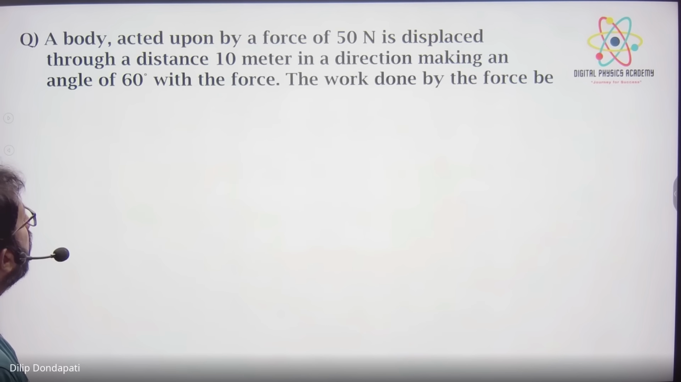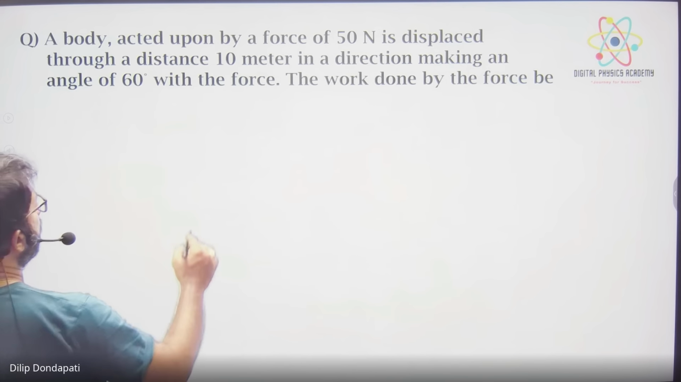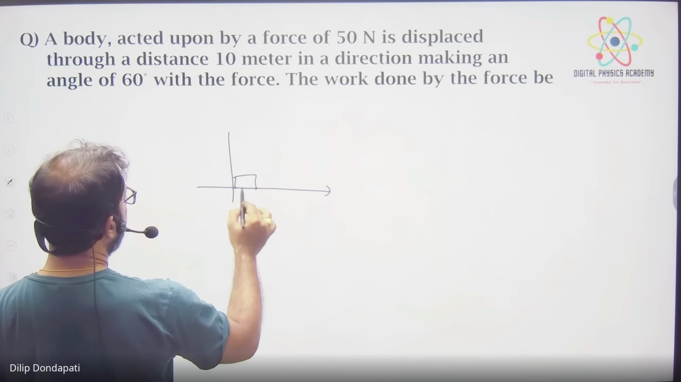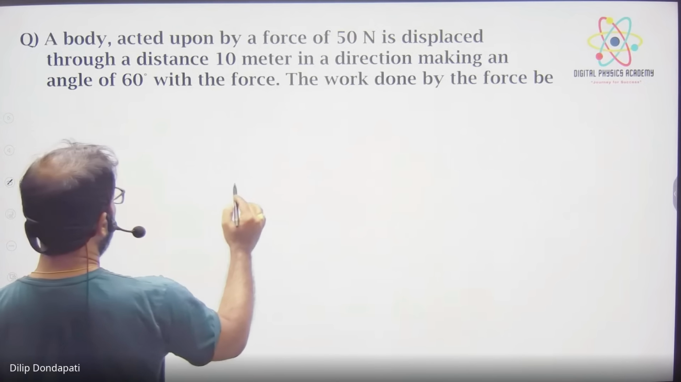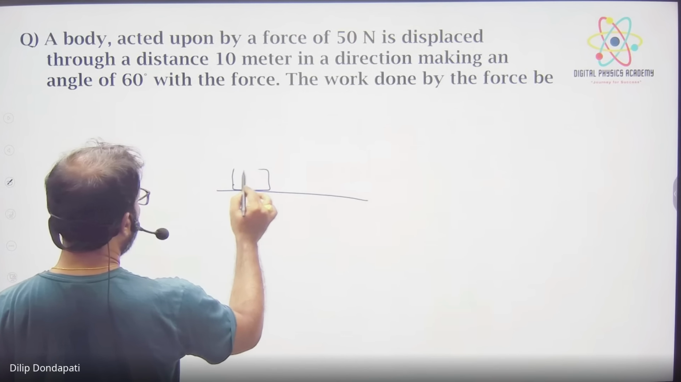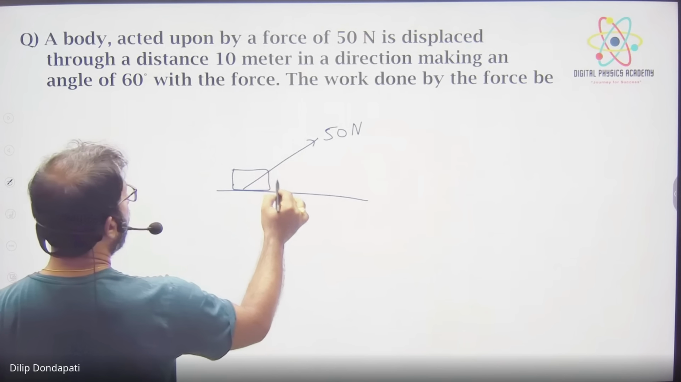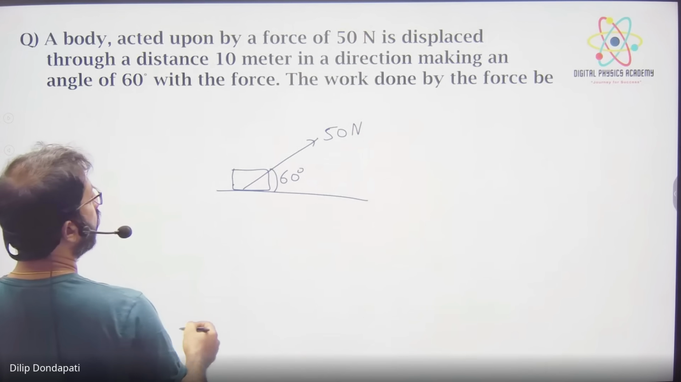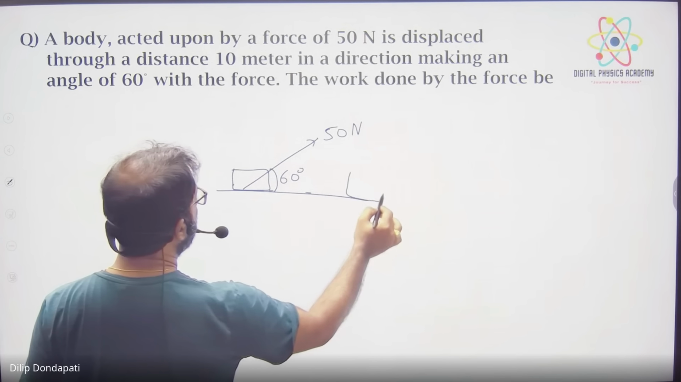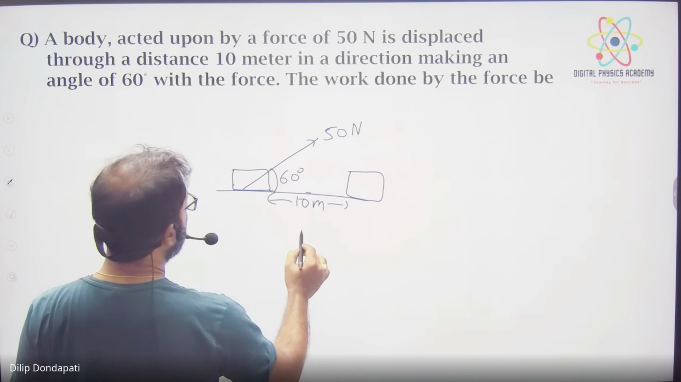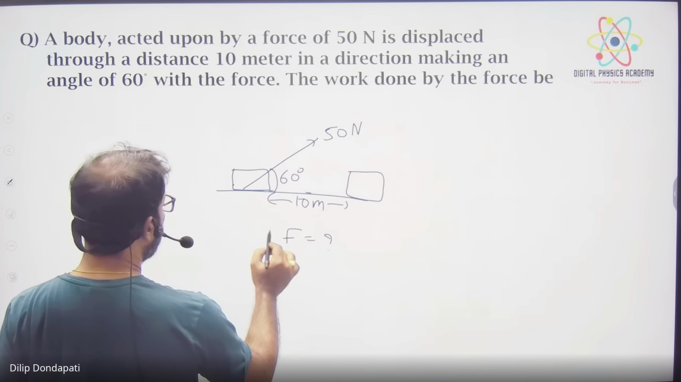A body acted upon by a force of 50 newtons is displaced through 10 meters in a direction making an angle of 60 degrees with the force. So there is a body, and a force of 50 newtons at an angle of 60 degrees pushes it, so it moved to a displacement of 10 meters. Then he is asking what is the work done by this force. Work done is how much?